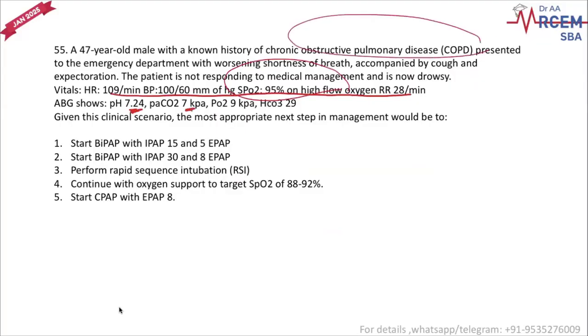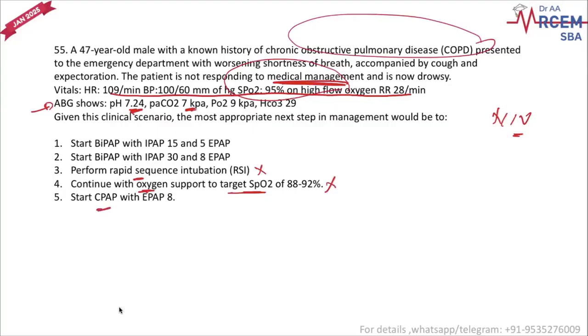So for a COPD patient, we have 2 indications here to go ahead with NIV, because they're not responding to the medical management. Doing a rapid sequence intubation will be an overkill here. First NIV, you need to try it. Continue oxygen to support an SpO2 of, yes, but there is an indication for NIV here, so you cannot just continue with the oxygen.